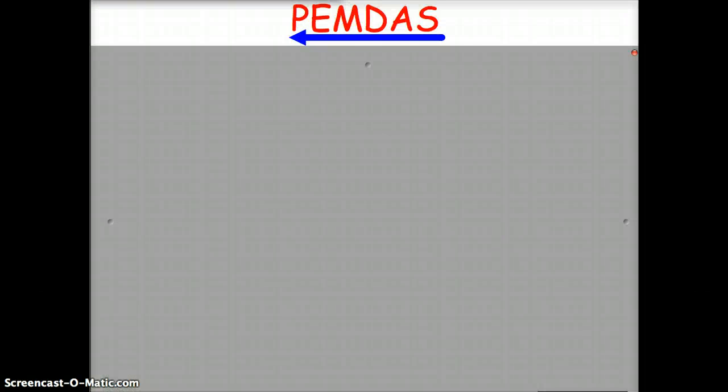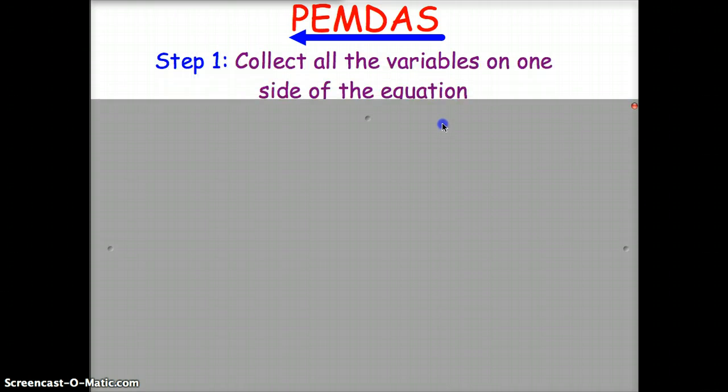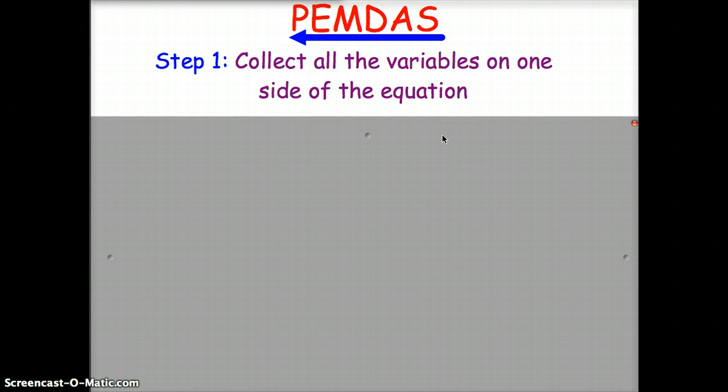When we're looking at solving equations, you want to think of doing your order of operations backwards, or Sally Aunt, dear my excuse please, or SADMEP. Our first step when we're solving our multi-step equations is to collect all the variables on one side of the equation. We're not going to be dealing with this so much today, but we will start dealing with it with our next section of notes.